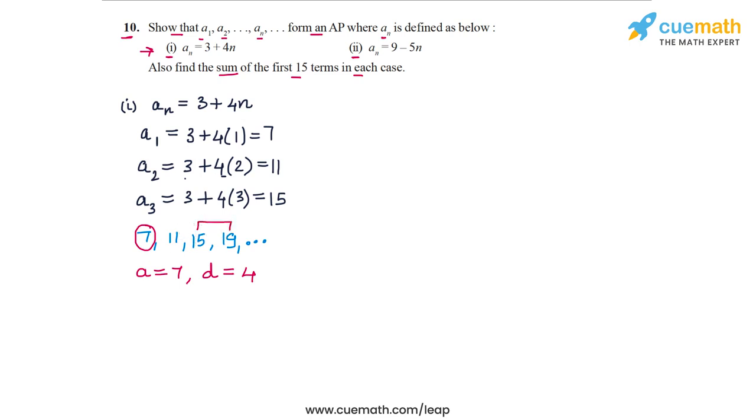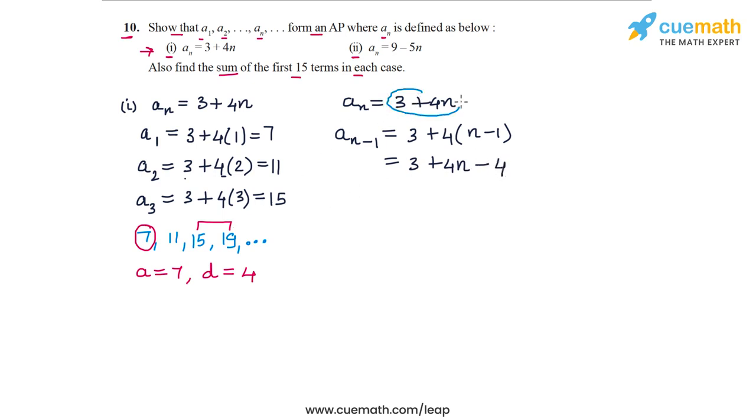Now another way to demonstrate that this sequence forms an AP is to not find any specific values, but to check the difference between, let's say, the nth term and the n minus 1th term. We already have an as 3 plus 4n. So instead of n, if I substitute n minus 1, the n minus 1th term will be 3 plus 4 times n minus 1, which is equal to 3 plus 4n minus 4. This is your nth term, 3 plus 4n. This is your n minus 1th term, 3 plus 4n minus 4.